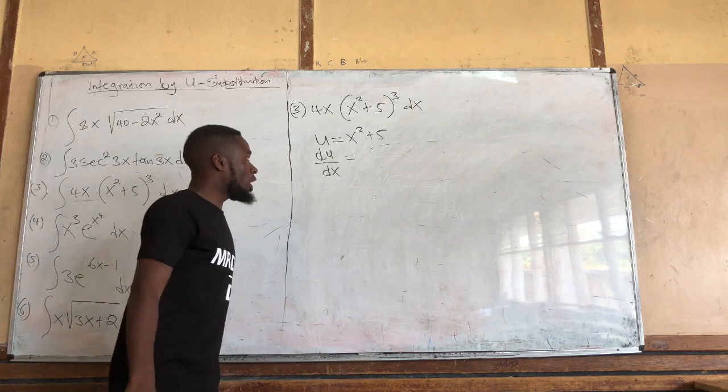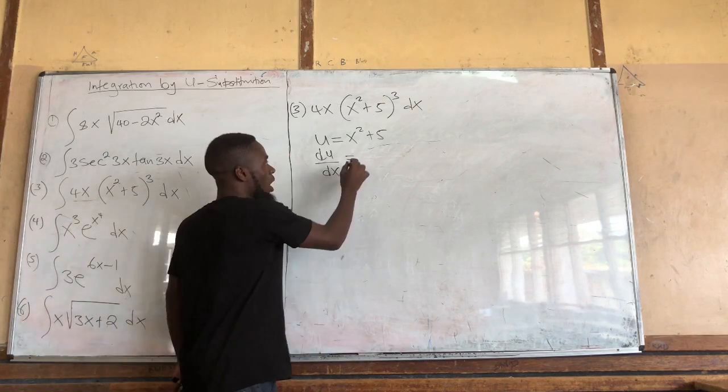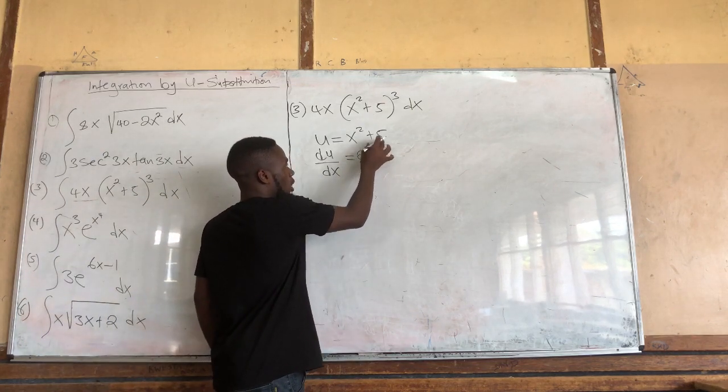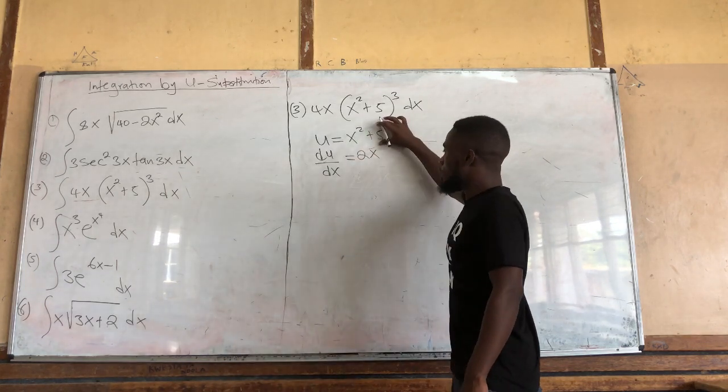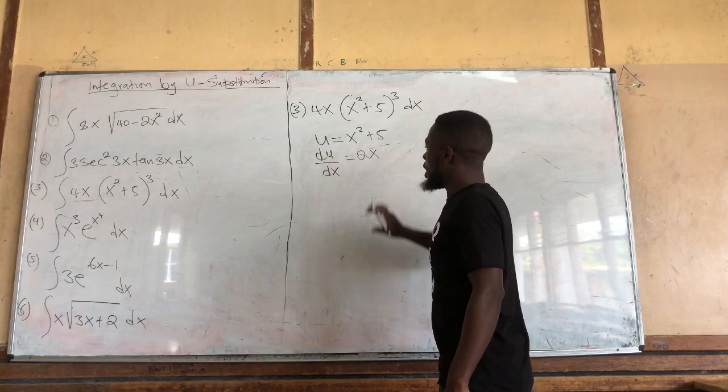When you differentiate x squared, this will be 2x. And plus 5 is just a constant here. The derivative of a constant is 0. So meaning this is the answer here.